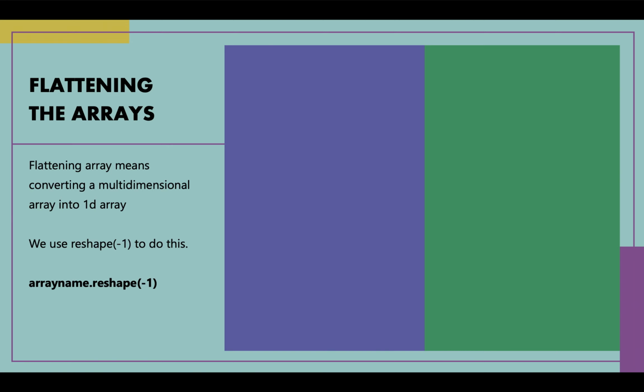Now let's move on to the next topic, that is flattening arrays. So what is flattening? Flattening an array means converting a multidimensional array into a 1D array. We use the reshape method with -1 in brackets to do it. The syntax is array name dot reshape, and in brackets we have to pass -1. Let's see an example.